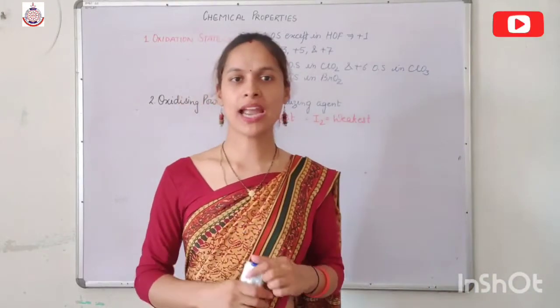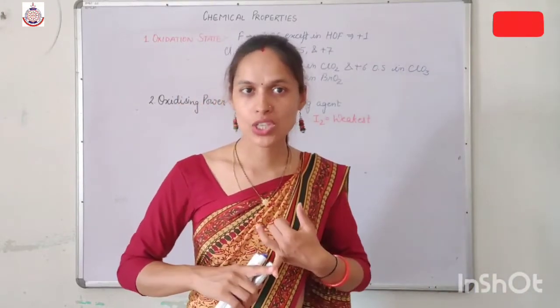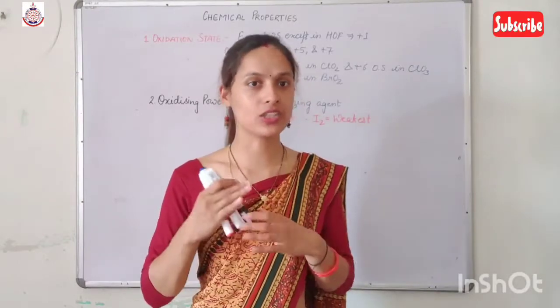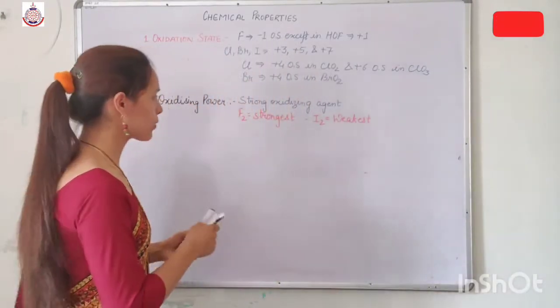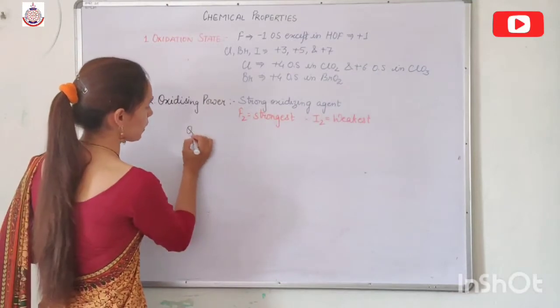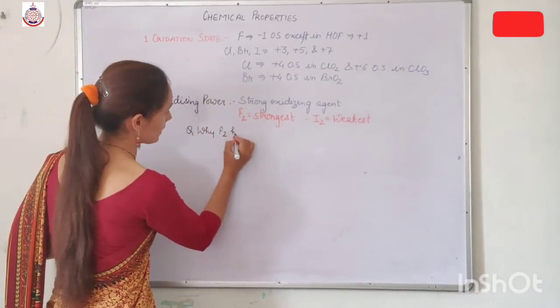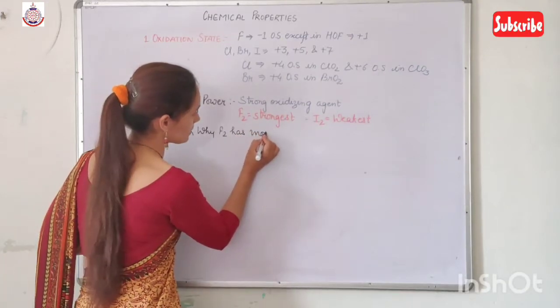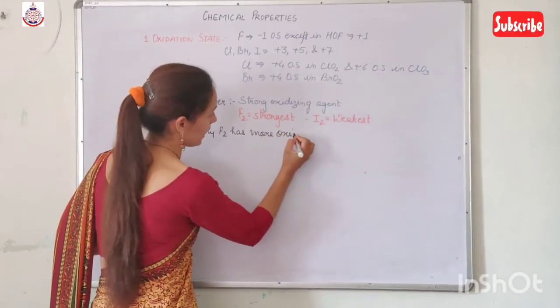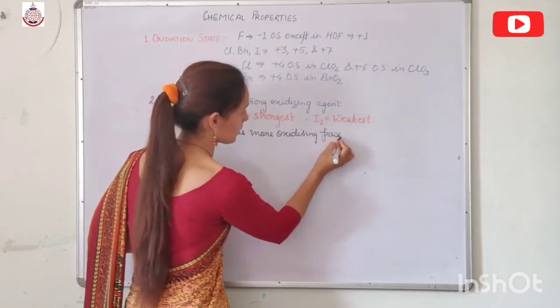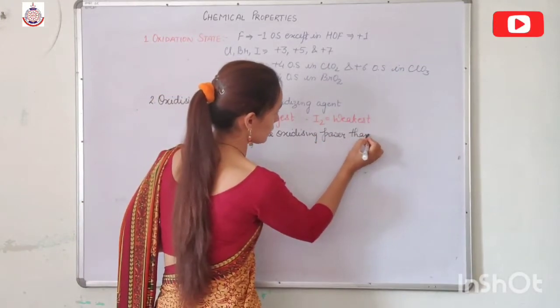Now the reason behind this is the bond dissociation enthalpy and the heat of hydration, or hydration enthalpy. So what is our question? Our question is why F2 has more oxidizing power than Cl2.